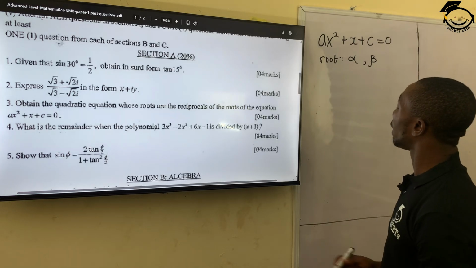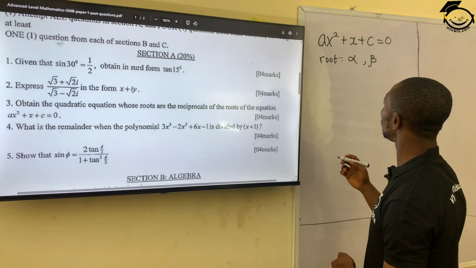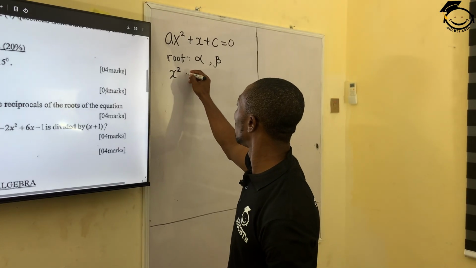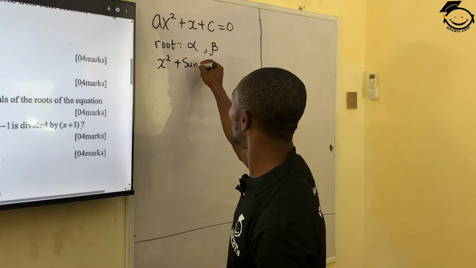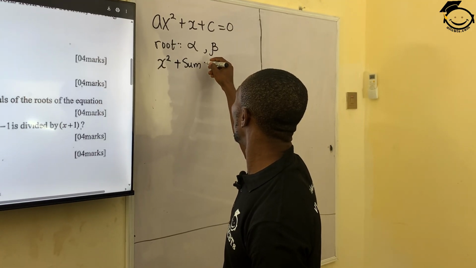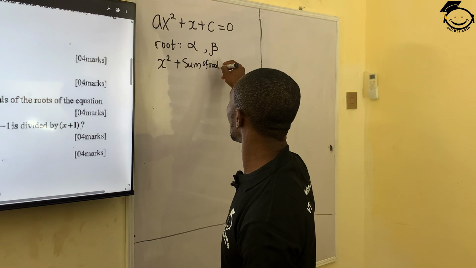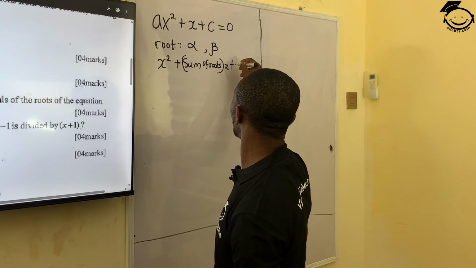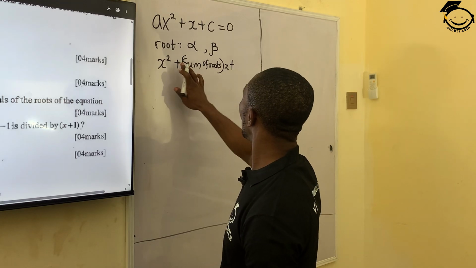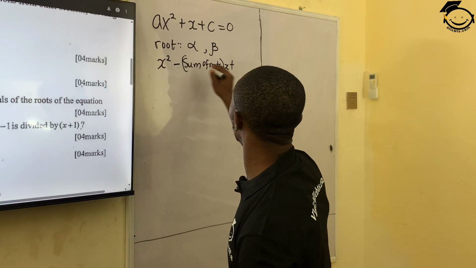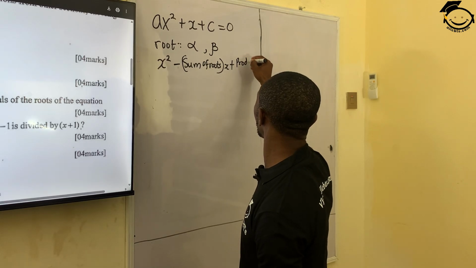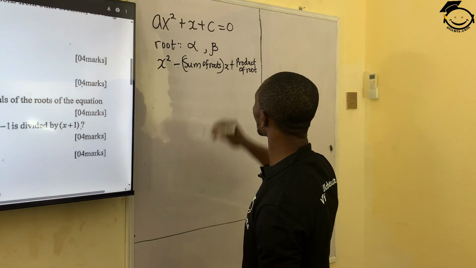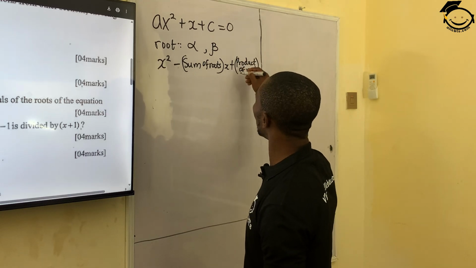Okay? Now, in solving for quadratic roots, we should always remember our formula that says x squared minus sum of roots x plus product of roots. Okay, we should always remember this formula.